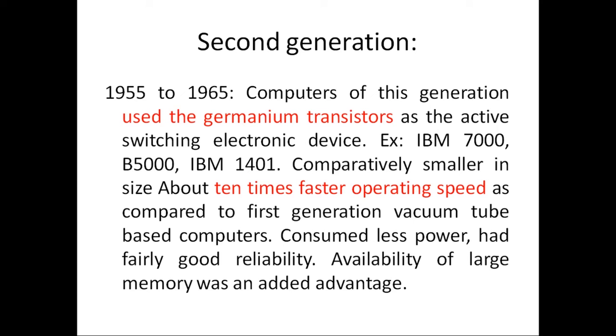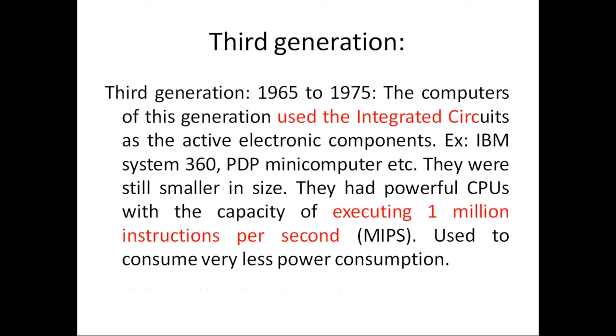So using that one, the transistor is made. These are the active switching electronic devices like IBM 7000, B5000, IBM 1401. Comparatively, this is smaller in size, about 10 times faster in operating speed as well, as compared to the first generation vacuum tube based computers. It consumed less power and had fairly good reliability, and availability of a large memory was an added advantage in the second generation computer. Coming to the third generation computer, it started between 1965 and 1975.